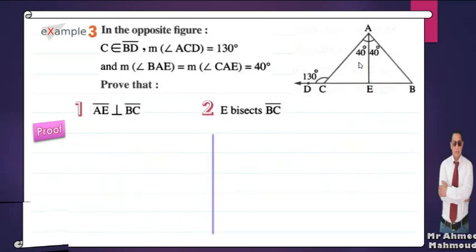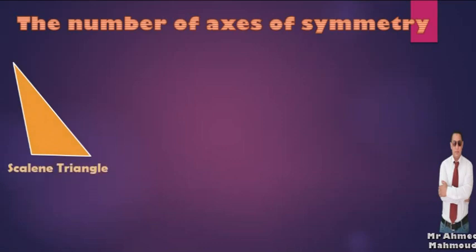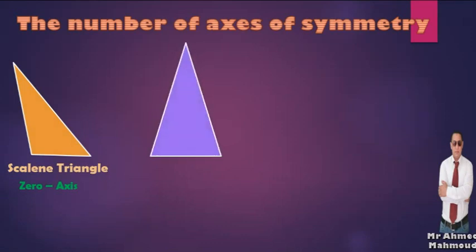The next one, the number of axes of symmetry. Now, if we have a scalene triangle like this, I can't draw any axis of symmetry, and then the number of axes of symmetry is 0. If we have an isosceles triangle like this, I can draw one axis of symmetry only, from the vertex angle. Then we have here one axis of symmetry.